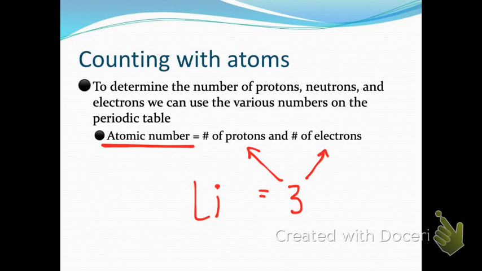What has to be true for that to be the number of electrons? What does the charge of our element have to be in order for it to have 3 electrons? 0, right? It's got to have a neutral charge for it to have 3 electrons. If our protons and our electrons match, our charge is neutral.